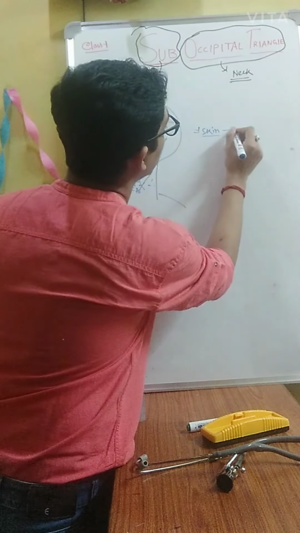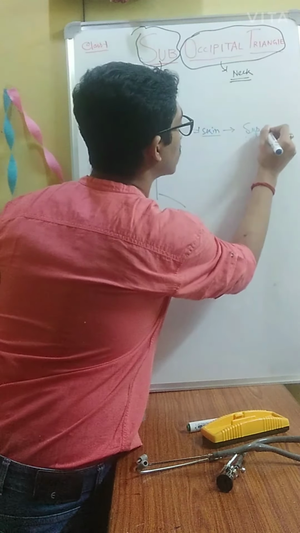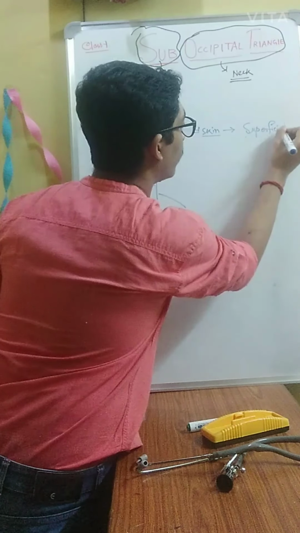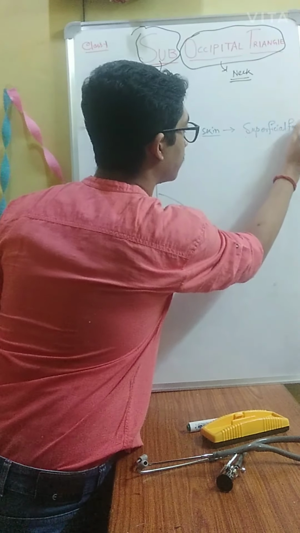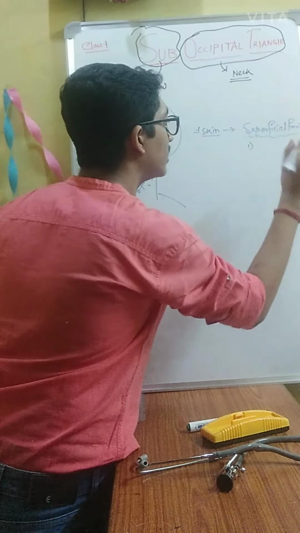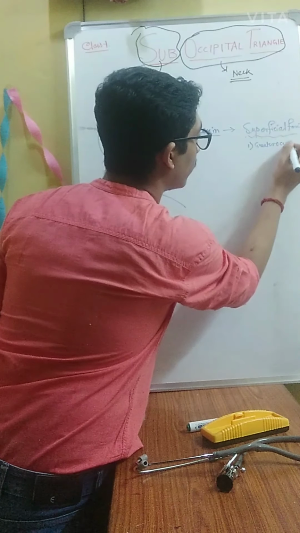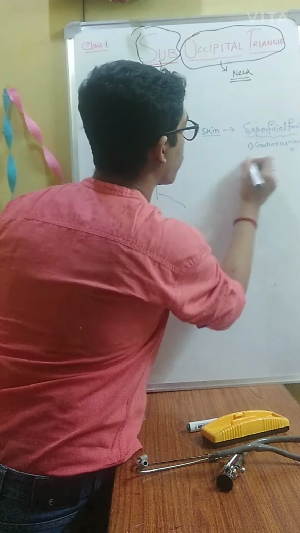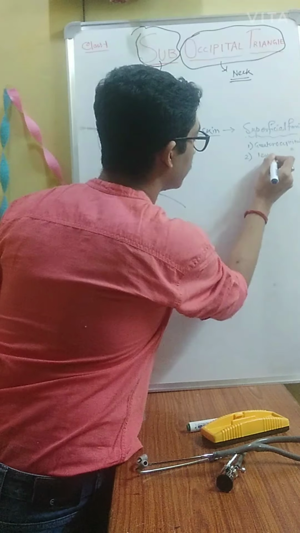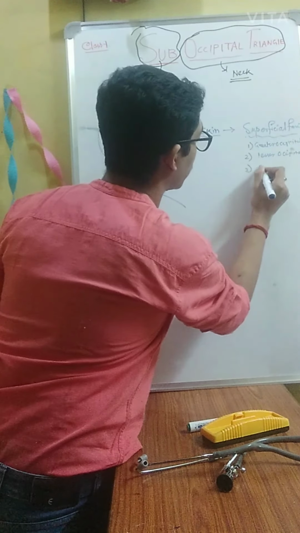After the skin, you will find the superficial fascia. This superficial fascia has some nerves. What are these nerves? Greater occipital nerve, lesser occipital nerve, and the third occipital nerve.